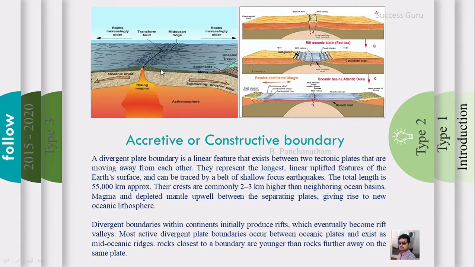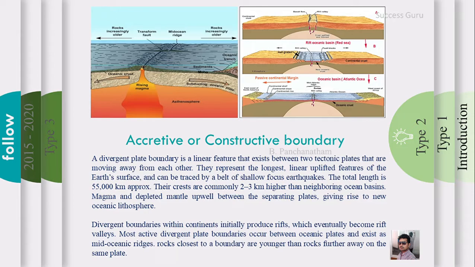If it is under the ocean, it is called a mid-oceanic ridge, and if it is under the continent, then it is called a continental rift. Okay, they represent the longest linear uplift feature of the Earth's surface. So if you want to know the longest linear uplift feature, it will be the divergent plate boundary, and it can be traced by a belt of shallow focus earthquakes. So the mid-oceanic ridge is the source for the shallow focus earthquakes that occur all over the world.